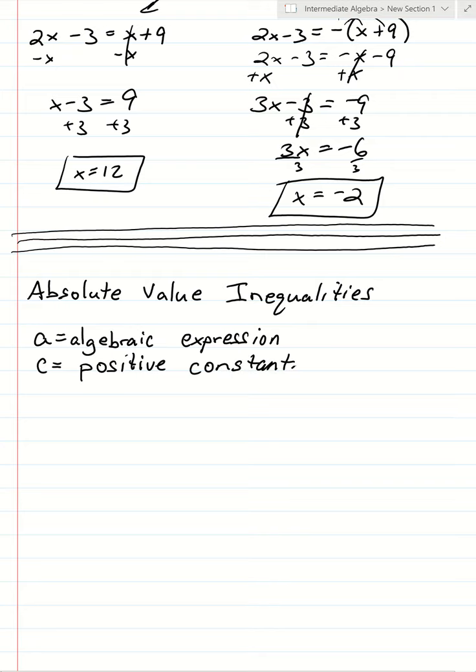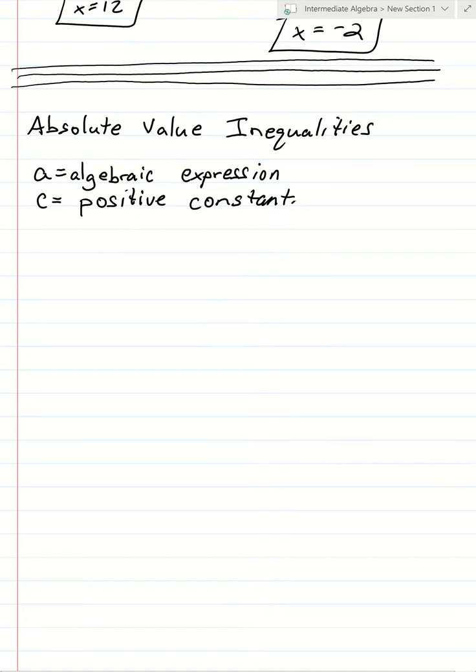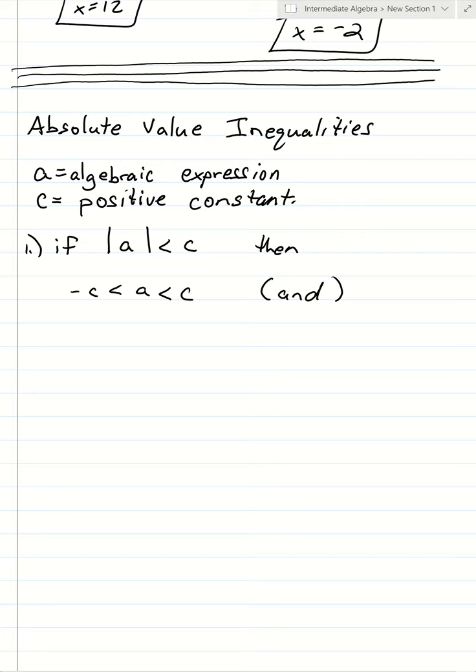And I'm going to give you two suggested rules to follow when solving absolute value inequalities. The first rule tells us that if the absolute value of an algebraic expression is less than some constant, then the opposite of the constant is less than the algebraic expression, and the algebraic expression is less than the constant. What we have just created is that implied or inferred compound inequality.